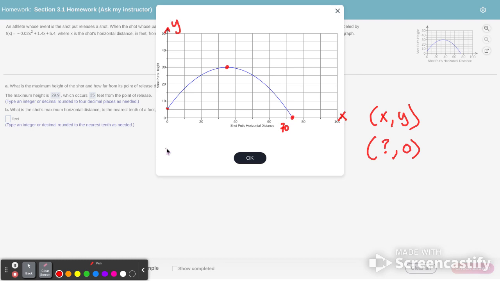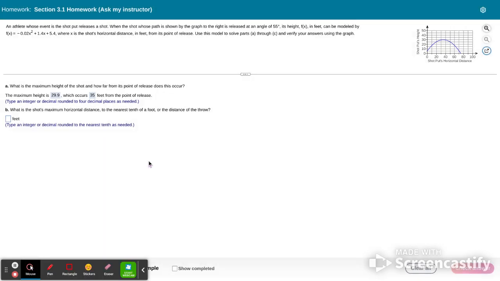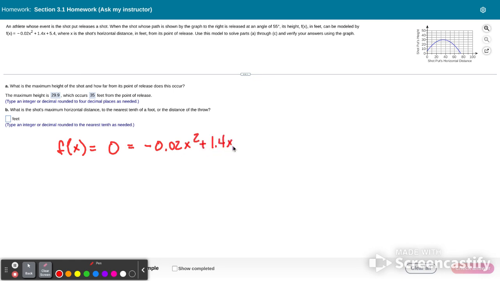So one cool thing we can do is, since our y value is equal to 0, we can do some stuff with our equation. Let's clear the screen and go back to our particular problem. It says, what is the shot put's maximum horizontal distance? In that case, we know that the y value for this function is going to be 0. So we can say f of x, which is equal to 0, is equal to negative 0.02x squared plus 1.4x plus 5.4.